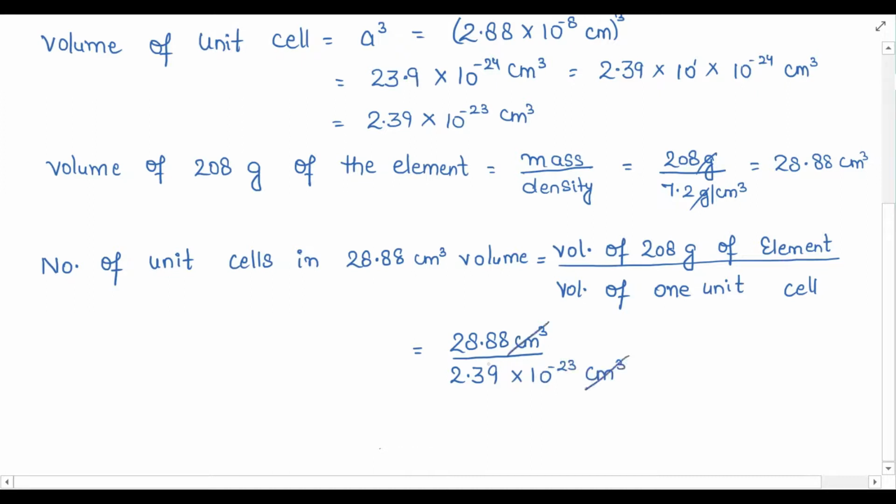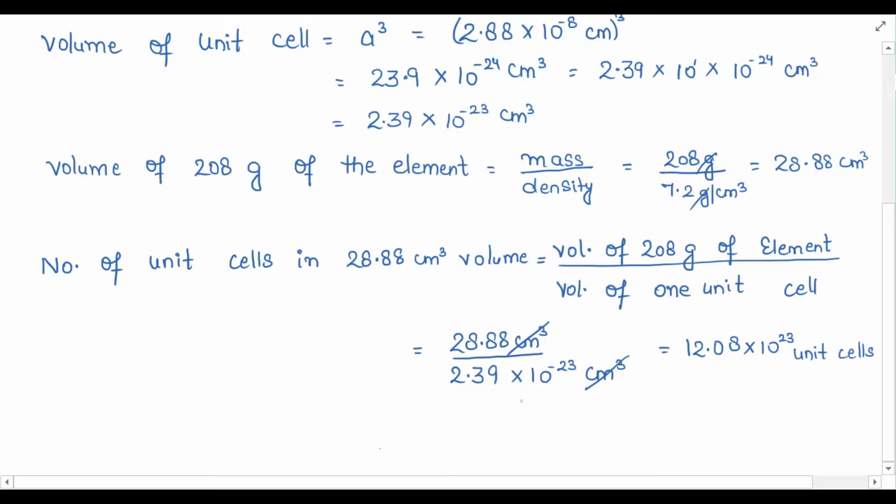You'll cancel centimeter cube with centimeter cube. Okay, so this 10 raised to power minus 23, when you take it in the numerator, it will be 10 raised to power plus 23, right? When you divide 28.88 with 2.39, the answer will be 12.08 into 10 raised to power 23 unit cells, right? Now you have the unit cells.